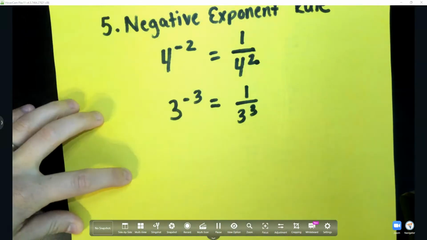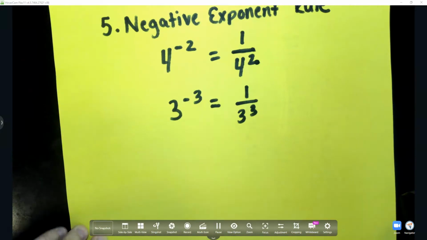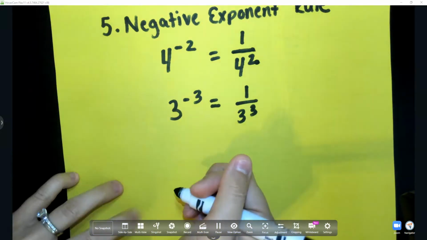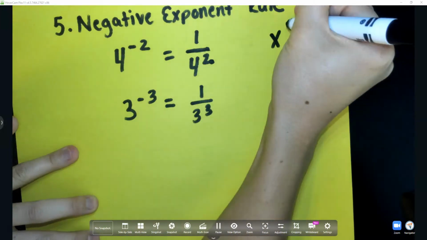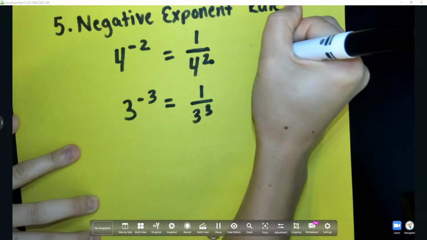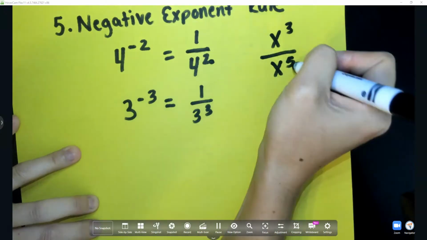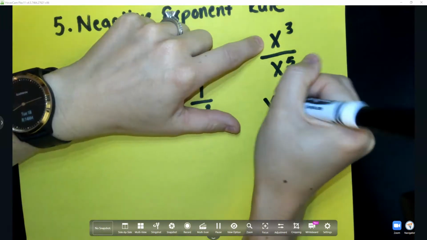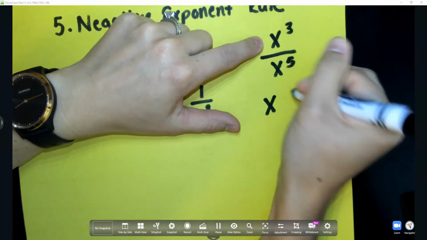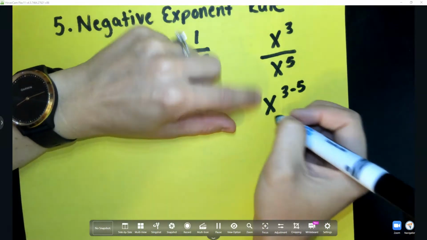If we look at something like, let's look at x to the third divided by x to the fifth. So this is our quotient rule. And remember, our quotient rule tells us to subtract the exponents. So x, 3 minus 5. Let's take a look at that. 3 minus 5 would be x to the negative second.